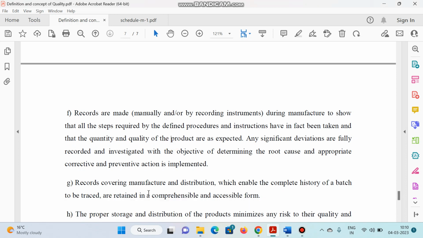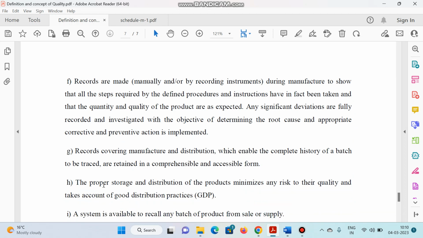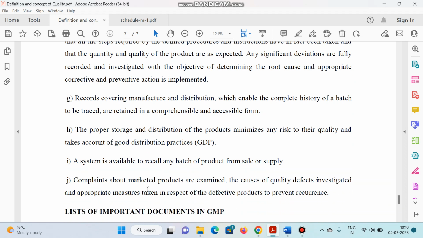तो I hope आपको पता चल रहा होगा कि हर एक चीज record retention से लेकर GMP में हर एक चीज आती है. The proper storage and distribution of goods minimizes any risk to their quality, and takes account of good distribution practices. A system is also available to recall any batch.